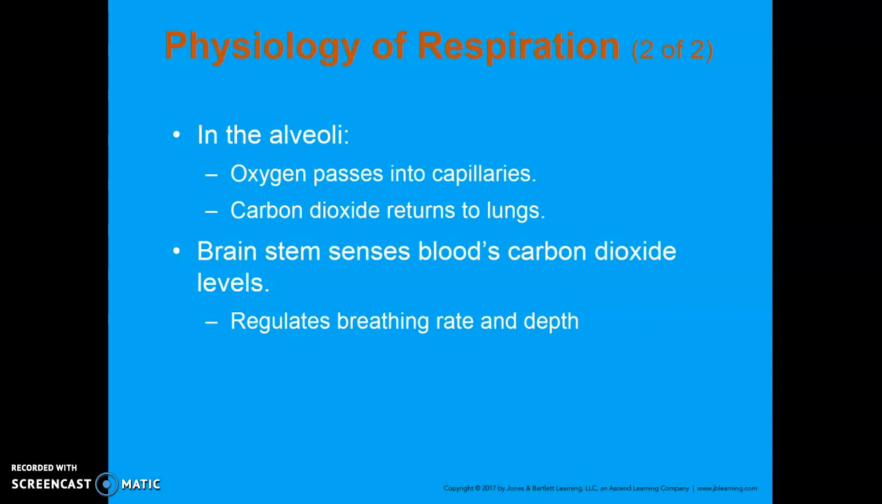The brainstem is used to sense the level of carbon dioxide in arterial blood. If the level of carbon dioxide drops too low, the person starts breathing at a slower rate, not quite as deep, in order to try and bring up the level of carbon dioxide within the blood. If the level of carbon dioxide rises too high, then the person breathes more rapidly and more deeply in order to try and blow off some of that CO2.